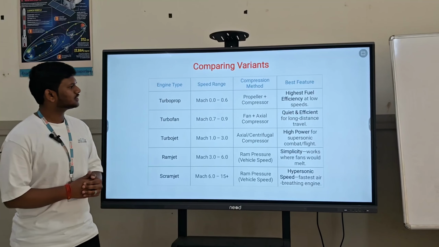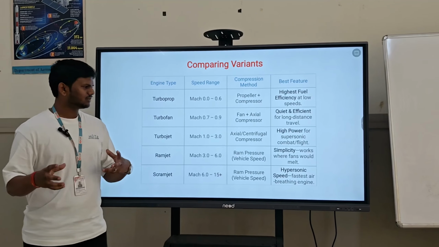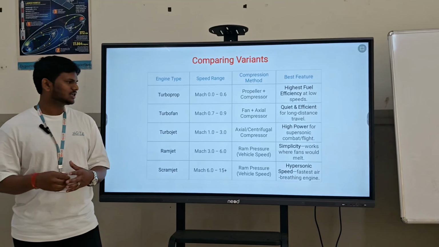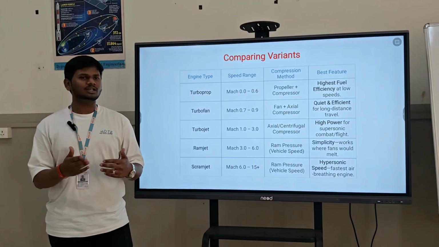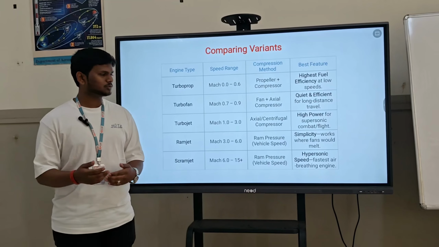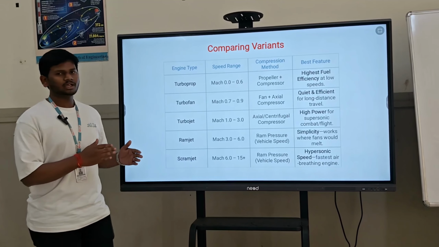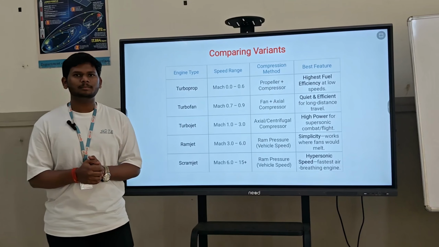We will first talk about the features. The ramjet has simplicity, and works where a fan would melt at high temperature. The scramjet has hypersonic speed, the fastest air breathing, and compared to the ramjet, the scramjet can be better.